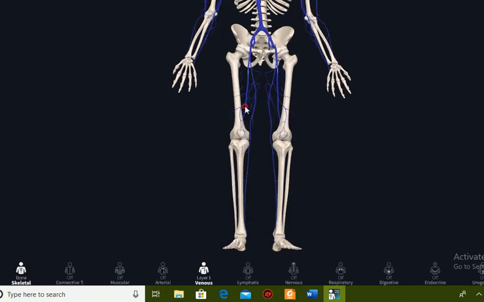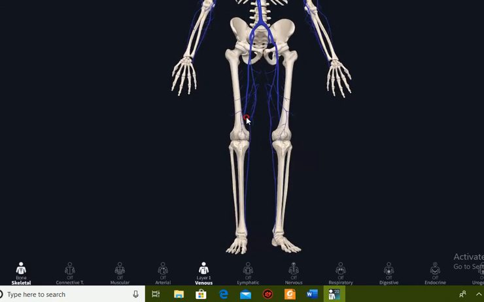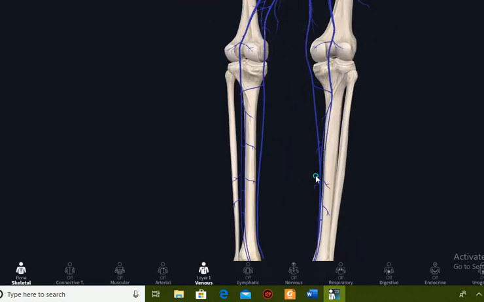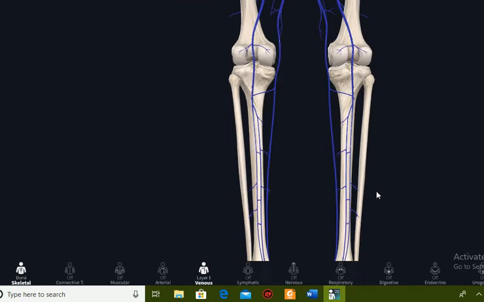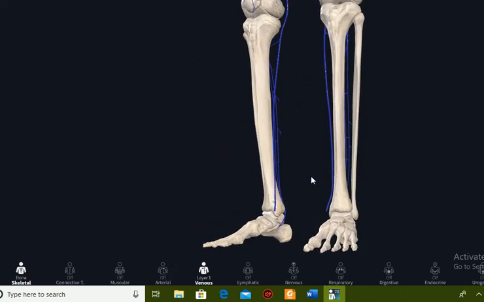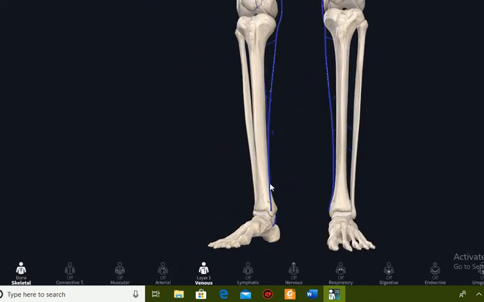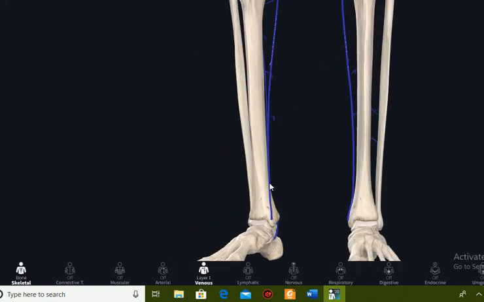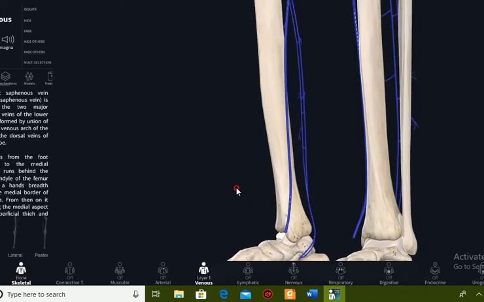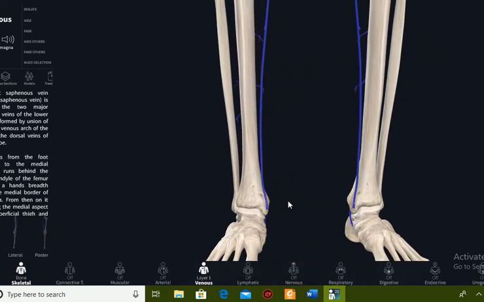Now the superficial circulation is going to be slightly different due to the saphenous veins. You need to know that there are saphenous veins which are used in superficial circulation. We have the great saphenous vein and we have the lesser saphenous vein. This particular vein which comes medially is the greater saphenous vein.